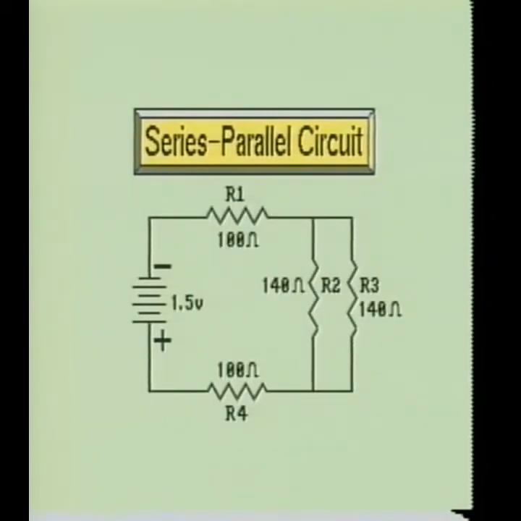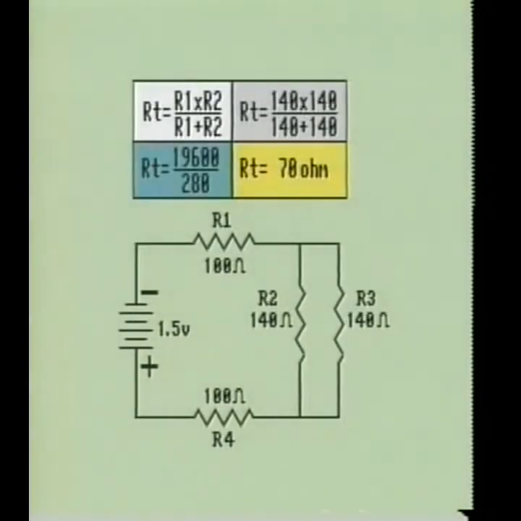Here we have added values to the resistors in our circuit. Now we can find the total resistance of the circuit. To accomplish this, we must first find the total resistance of the R2-R3 combination. We do this by using the formula R1 times R2 divided by R1 plus R2. We substitute the values of R2 and R3 and our formula becomes 140 times 140 divided by 140 plus 140. Our formula is 19,600 divided by 280.